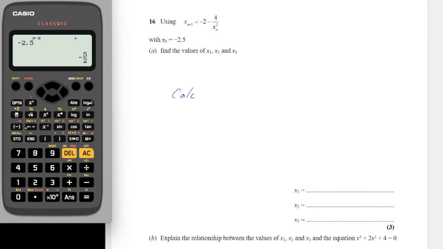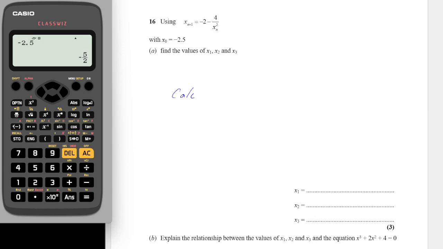So I want to do minus 2 minus 4 over the answer squared. And then every time I press equals, it will just give me my next value. So the first one is minus 66 over 25. And I should really do the decimal versions of this. And I've messed that up. Let's do that again. I should have pressed SD, not equals. So we'll do that again. So minus 2.5 is my answer.